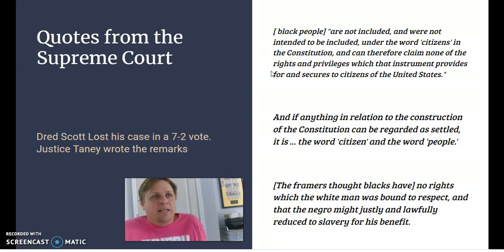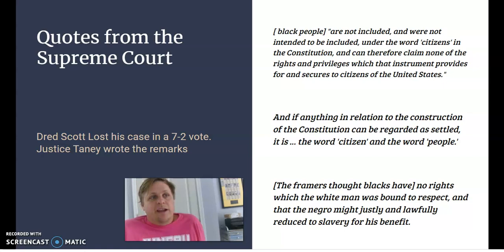First, black people are not included and were not intended to be included under the word citizens in the Constitution, and therefore claim none of the rights and privileges which that instrument provides for and secures to the citizens of the United States. I mean, think about the words. Black people are not citizens. And to be a citizen means you get to vote, it means you have rights, it means you get to use the court system, you have property rights. Everything afforded is not afforded to black people, according to the Supreme Court Justice.